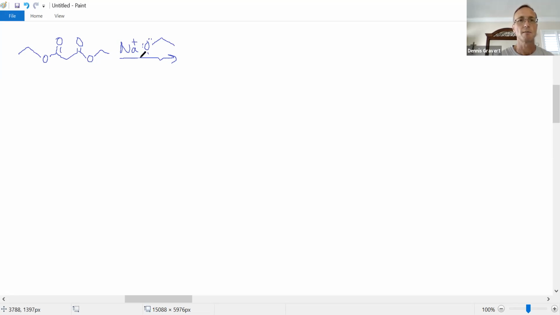Okay, step 1, go attack an alpha hydrogen. So let's put one in there. There it is, right next door to the carbonyl group. Remove that and do a little U-turn. These bonding electrons become a lone pair on the carbon.